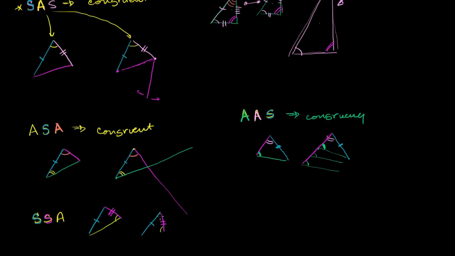I made this angle smaller than this angle. These two sides are the same. This angle is the same now, but the byproduct of that is that this green side is going to be shorter on this triangle right over here. So you don't necessarily have congruent triangles with side, side, angle. So this is not necessarily congruent, not necessarily similar. It gives us neither congruency nor similarity.